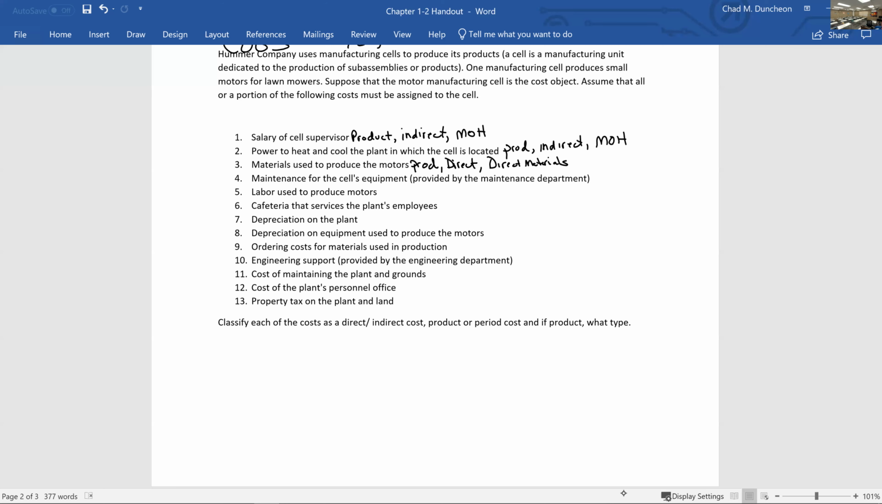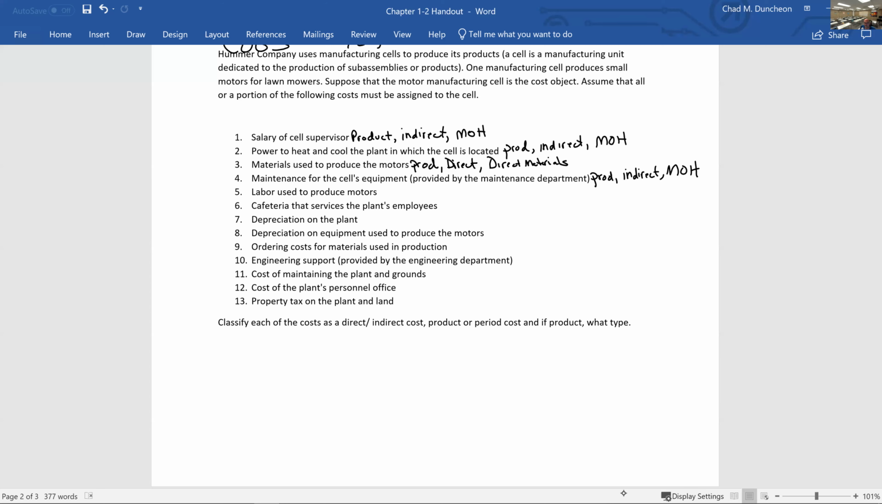Maintenance for the cell's equipment provided by the maintenance department. It's working with the product, it's within the cell, so it is a product cost. But here it is indirect, because it's provided by the maintenance department. They're getting some kind of salary, not charging us to come in and do it. Even if they were, it might be a little bit different, but it's indirect here. And all indirect product costs become part of manufacturing overhead.